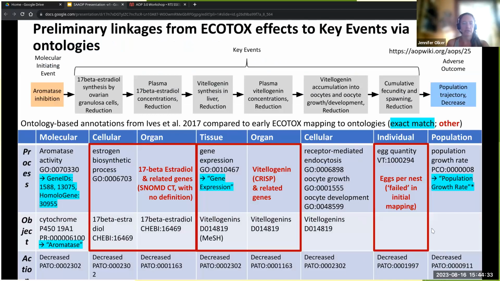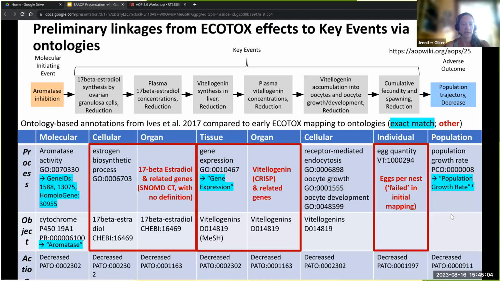And then also these two steps could help us provide support for or expand existing AOPs. And this is where we had done some comparisons with our initial mapping of ecotox terms. The example I'm showing here is AOP 25. You can see on the bottom, it's the ontology-based annotations with the process, object, and action from Ives et al. 2017. And then we compared that to the early mappings of the ecotox terms to ontologies.